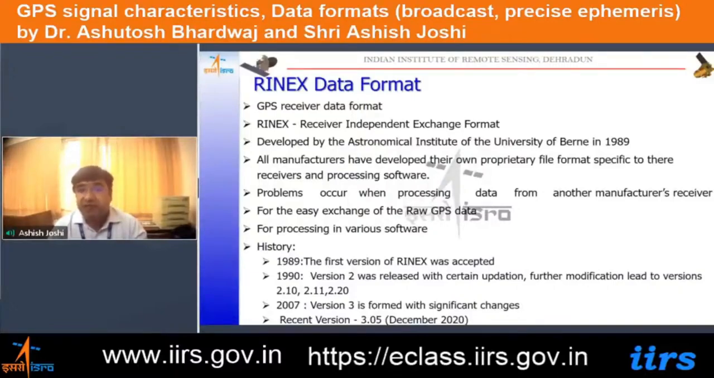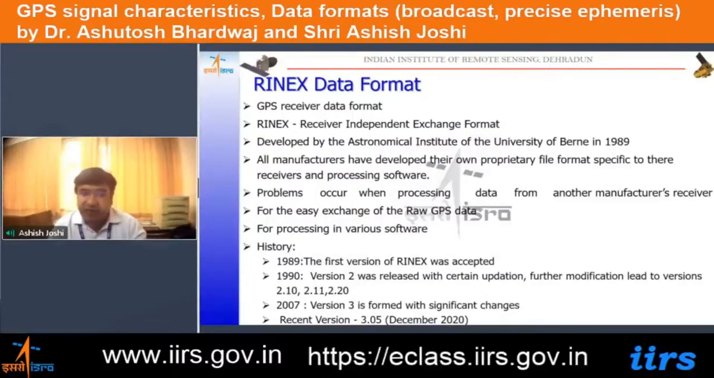when processing data from another manufacturer's receiver. And there is also a requirement of easy exchange of the raw GPS data. And if we have multiple software, then for processing across the different software, a common format is required. So keeping in mind all these problems, the University of Berne developed a common format which is called the RINEX format. So in 1989, the first version of RINEX was accepted.